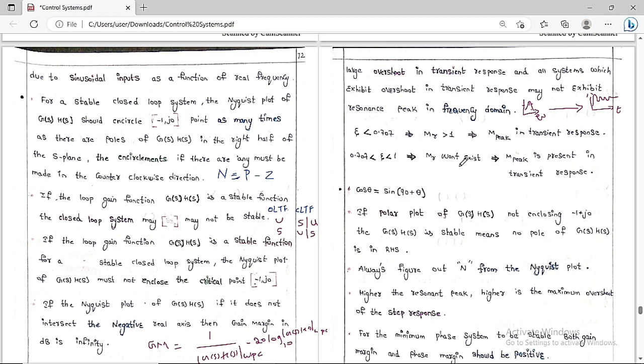So finally I can say only one thing: whenever damping ratio is lesser than 0.707, yes, there is a resonant peak in the frequency response, and there is also a peak overshoot in the transient response. But if the value of zeta lies from 0.707 to 1, then there is no resonant peak in the frequency response, but there is a peak overshoot in the transient response. This one always you have to keep in your mind.